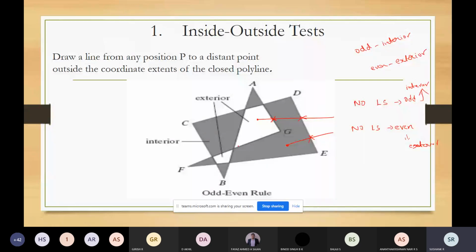So this is the odd even test. From a point, draw a line, then check the number of edges intercepted by the line drawn. If it is even, it is exterior. If it is odd, it is interior. So if I call this point P, P is an exterior point. If I take this one as Q, Q is an interior point. This is how to identify it. From here also I'll draw a line: only one crossing, odd, means interior.